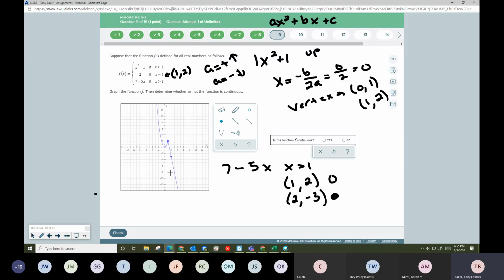So this graph, that's a piecewise graph. It looks crazy, but that's a piecewise graph. And it is actually continuous. There's no holes in it. So I would say it's continuous as well.